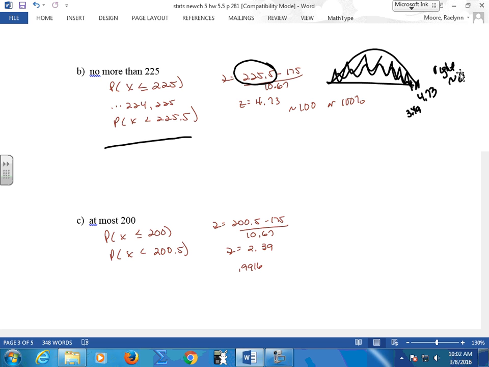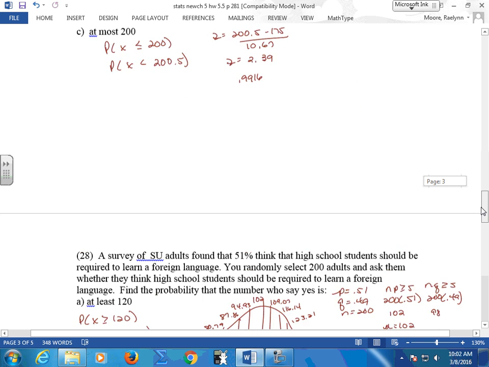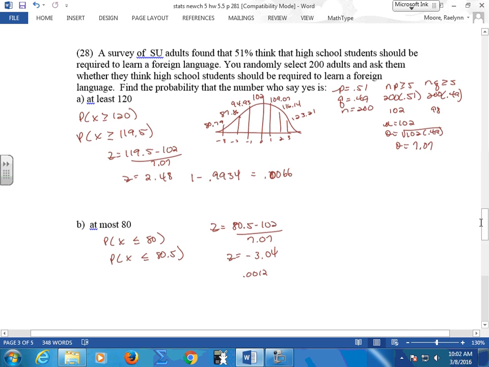You good with these? Okay, somewhere here it is. 28, and I realized a lot of this was redundant, but the more you do them, the better you get at this. So, I see a statement here. I found that 51% of adults think high school students should be required to learn a foreign language. You randomly select 200 adults and you ask them yay, nay, and then with the response.